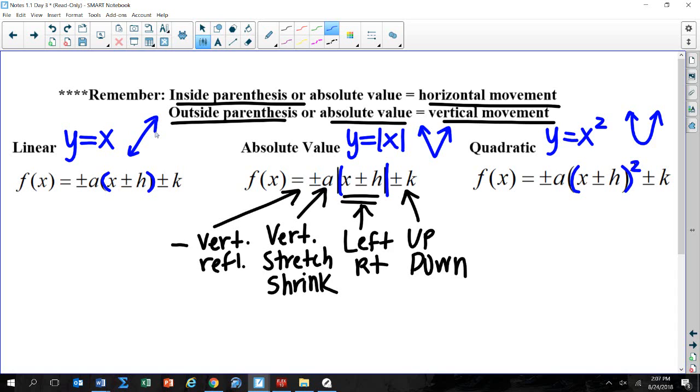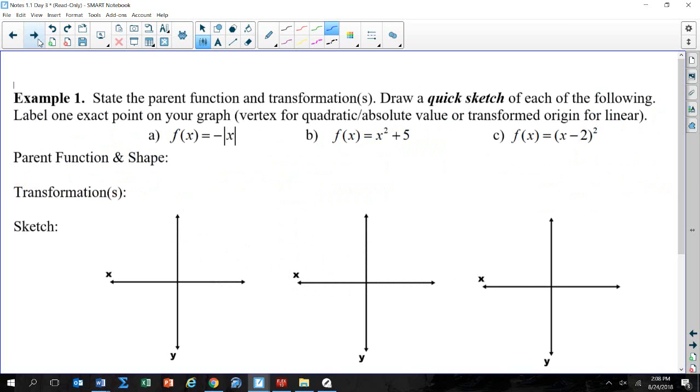So all the rest of it works the same. If I look over here at linear, see how this says plus or minus? If that were minus, that would be a vertical reflection. Whatever A is would be your vertical stretch or shrink. Whatever your plus or minus h is would be your left, right. Whatever your plus or minus k is would be your up, down. It still works the same way. So in this first example, we're going to state the parent function and the transformations, and we're going to draw a quick sketch. It says label one exact point on your graph.